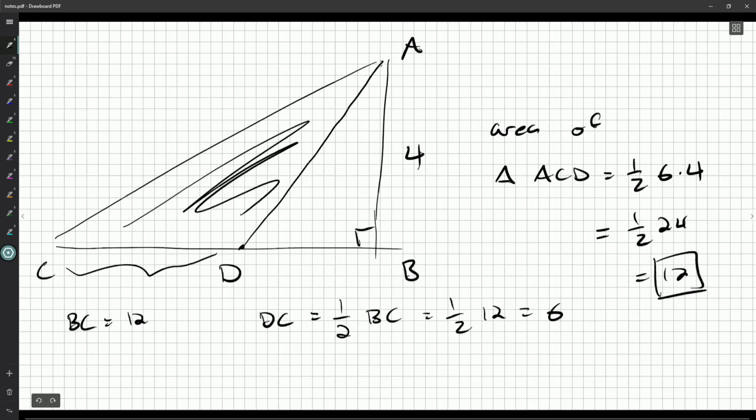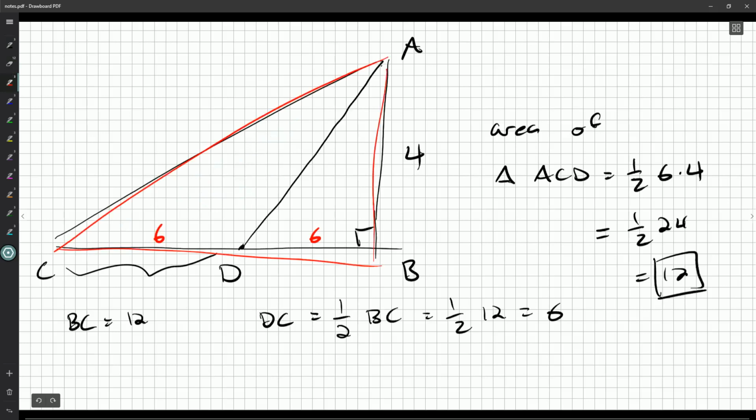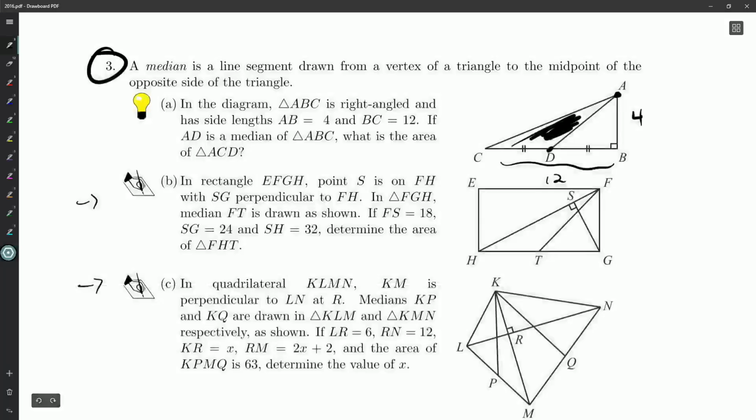Now that's not the only way you could do it. Of course, you could still figure out the base is 6. This is 6, and so is this. And you could figure out the area of the whole triangle with a base of 12. So 1/2 of 12 times 4 is going to be 24. And then you can figure out the area of this triangle here and subtract that away. You'll get 24 minus 12. You'll still get 12. Okay? But either way, we've got our answer. We can move on to B part.